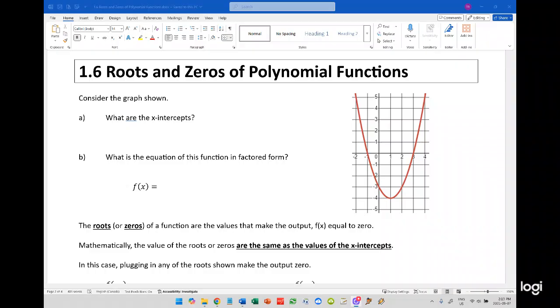We can talk about the x-intercepts of a function. We can talk about the zeros of a function, which are where y is 0, which by definition is x-intercept, or the roots of a function, which is just another word for the same thing.